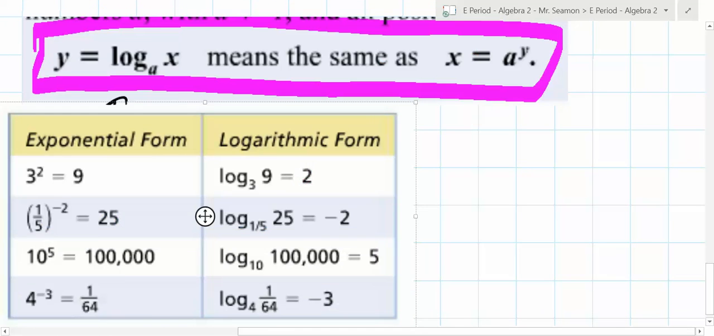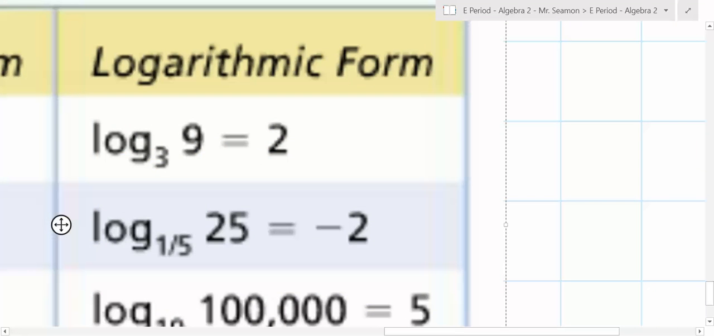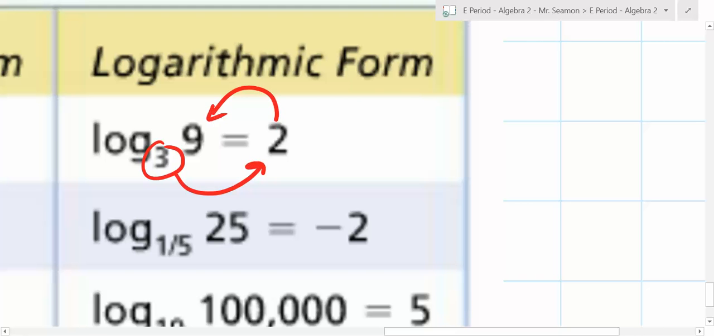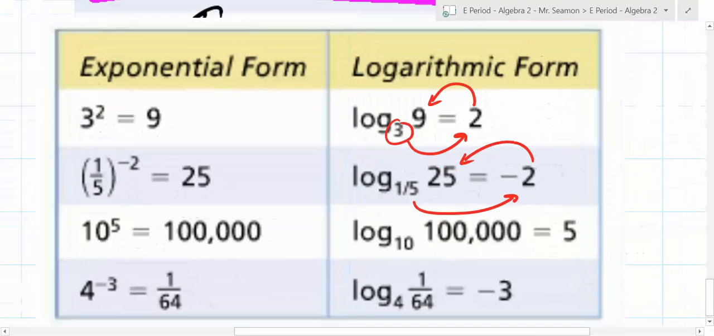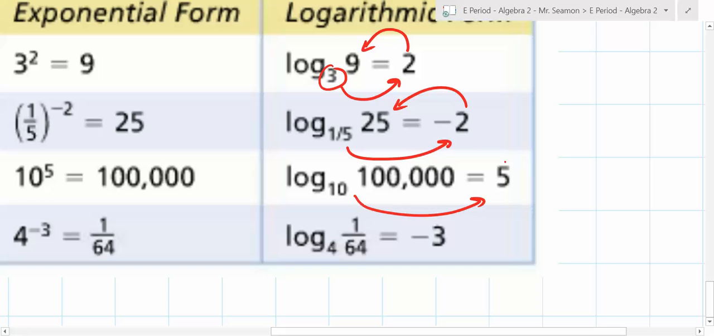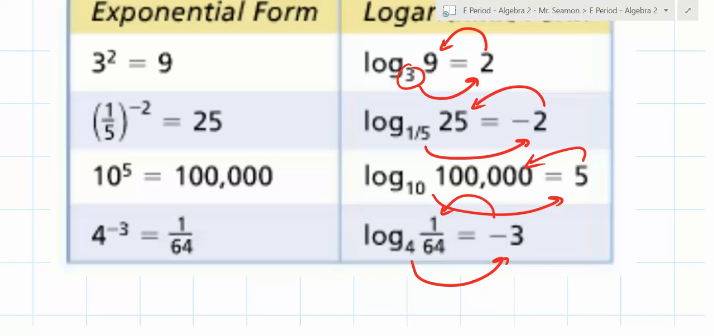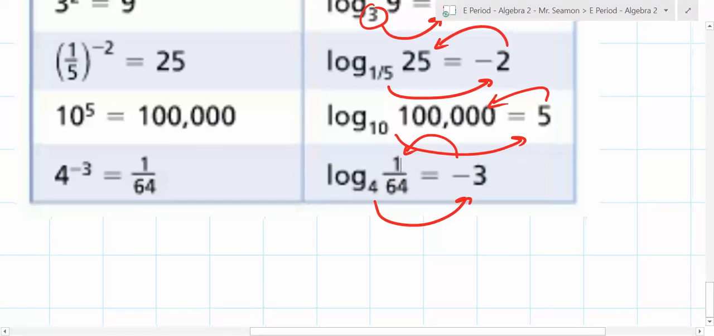Remember, and it's interesting what sticks with you from years and years ago, you go in a circle. To go from logarithm to exponent, go in a circle. You start with the base, you raise it to this power, and what does it equal? 1/5 to the -2 is equal to 20. See that? It's the same thing. You go in that circle. 10 to the 5th is equal to what? 100,000. 4 to the -3 is equal to 1/64. That's how you go from one to the other.